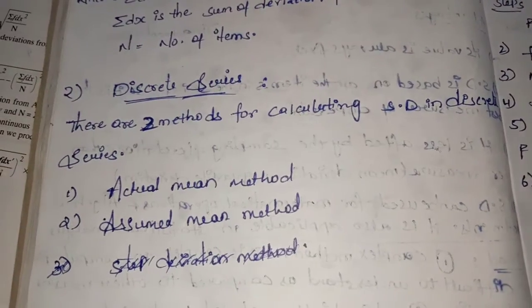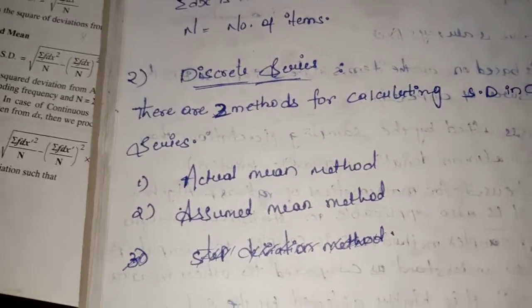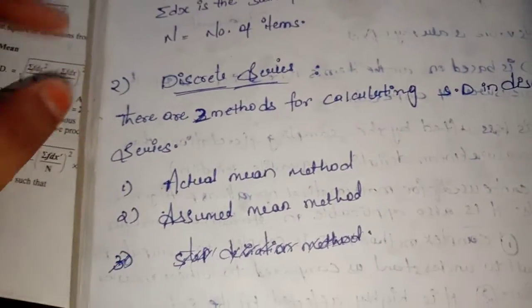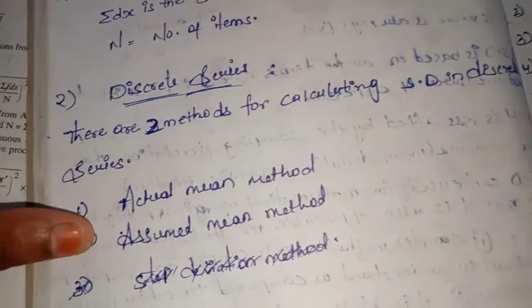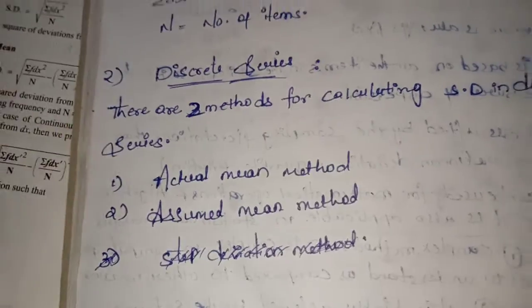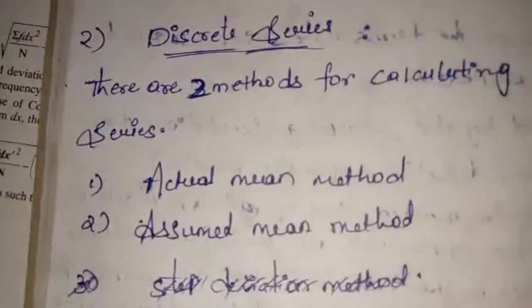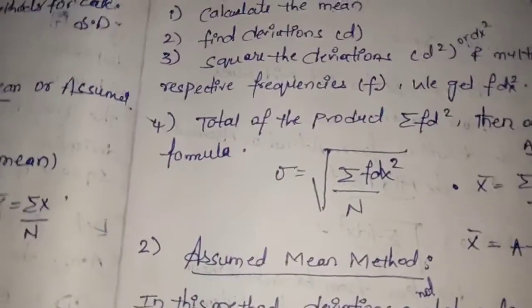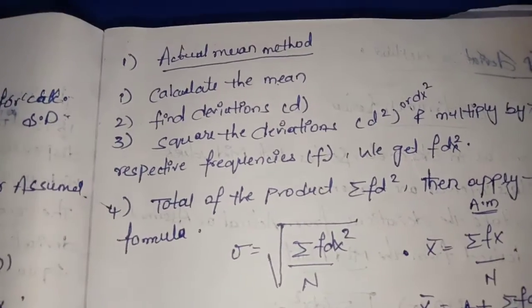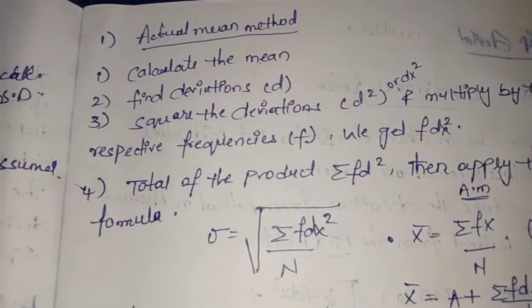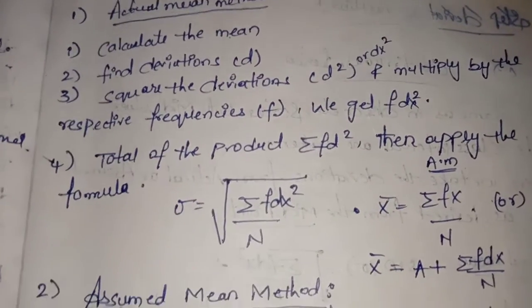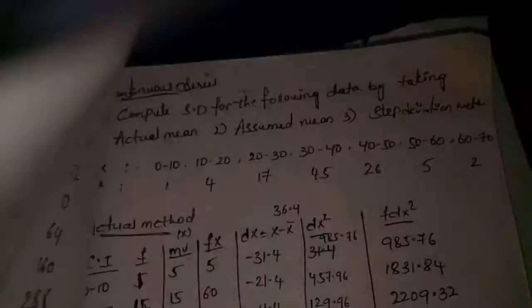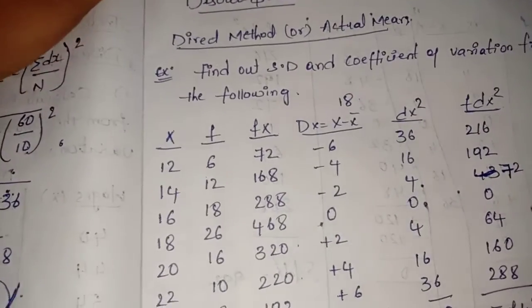Everyone, today we'll see standard deviation discrete series calculation. As I told you earlier, for standard deviation discrete series we have two methods: actual mean method and assumed mean method. The actual mean method formula is standard deviation equals square root of summation fdx square by n. Before that we have to calculate the arithmetic mean, and the formula is x bar equal to summation fx by n. Now we'll see the actual mean method, or direct method.